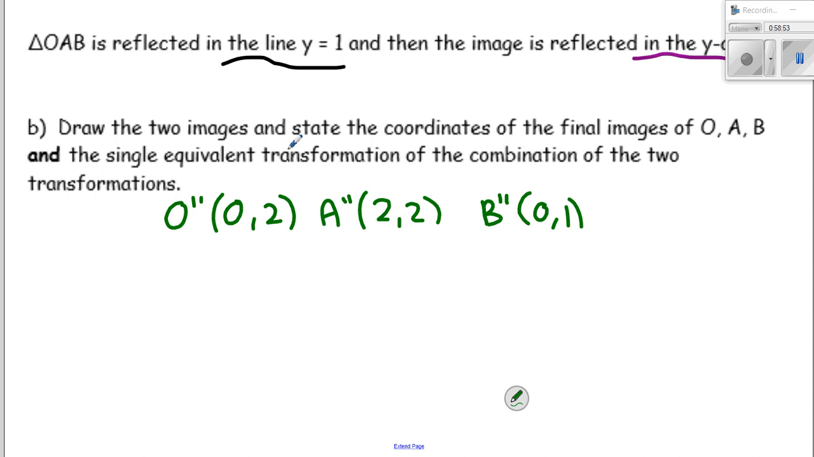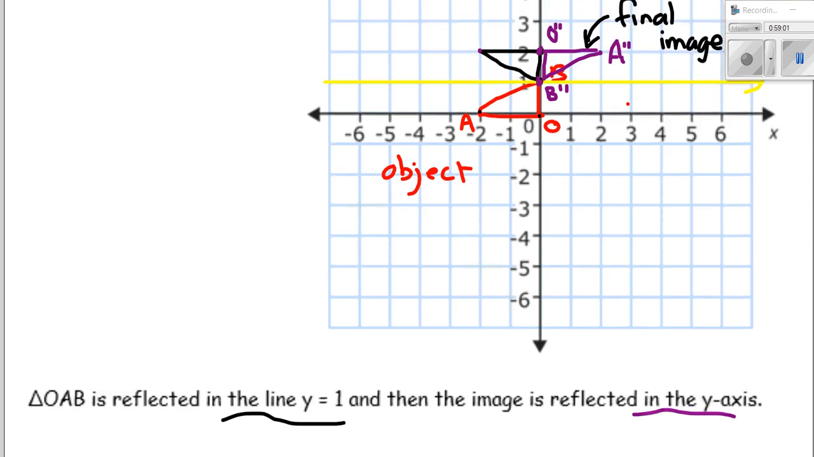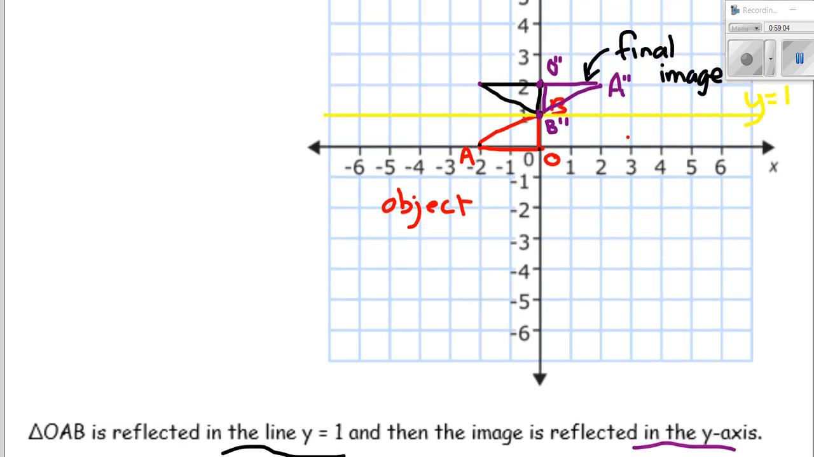So last thing we have to do is describe the single transformation of going from the red to the purple. So red to purple. What have we done here? We reflected. Well, you did reflect and then you reflected, but that's not a single transformation. That's two transformations. So if you're asked to describe it as a single transformation, you can't say we did this and then we did this. You need to describe it as one single transformation.